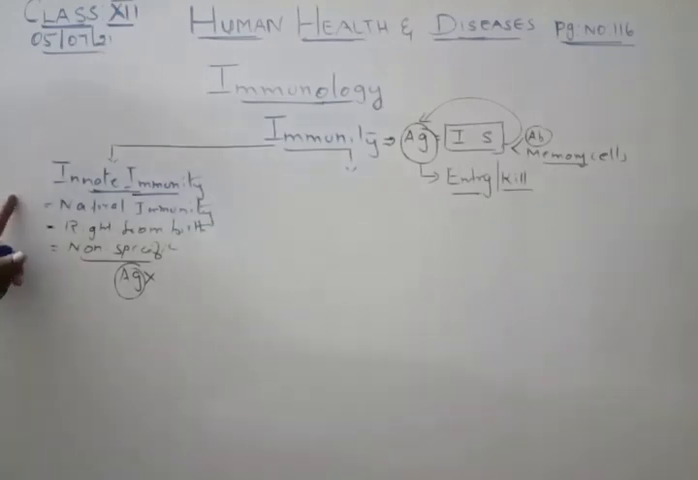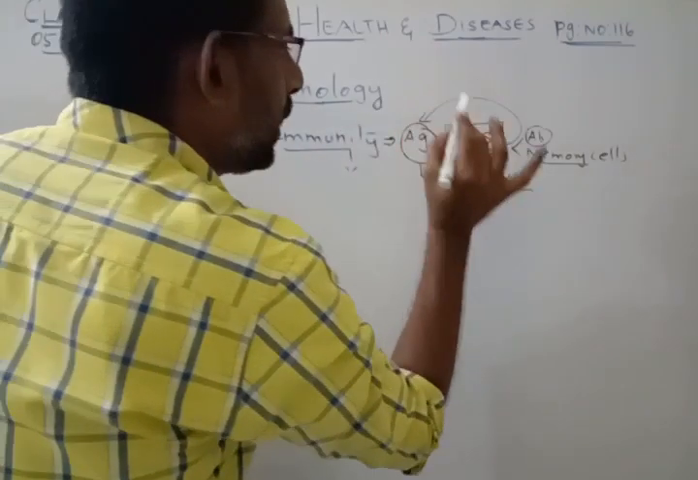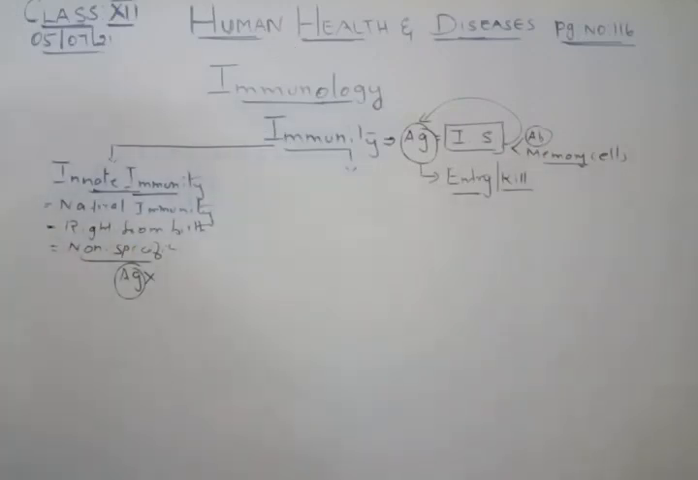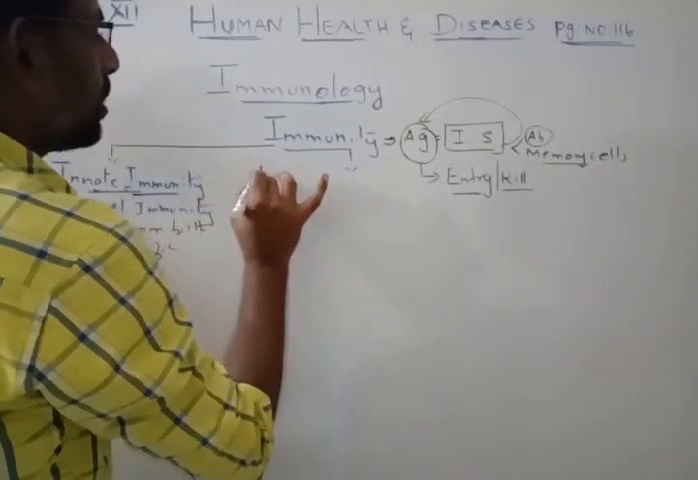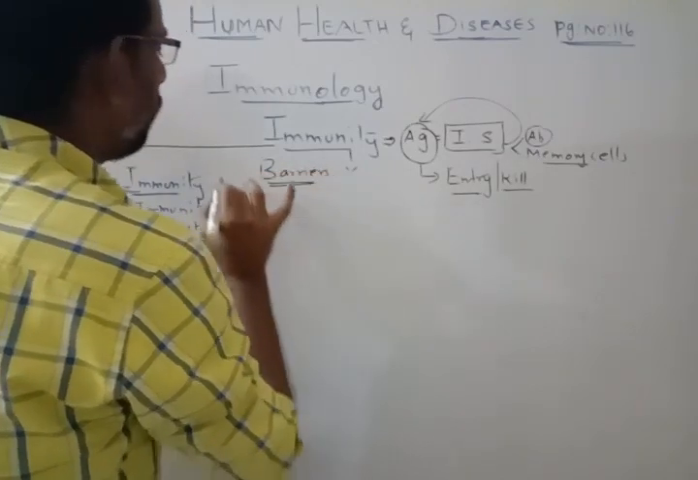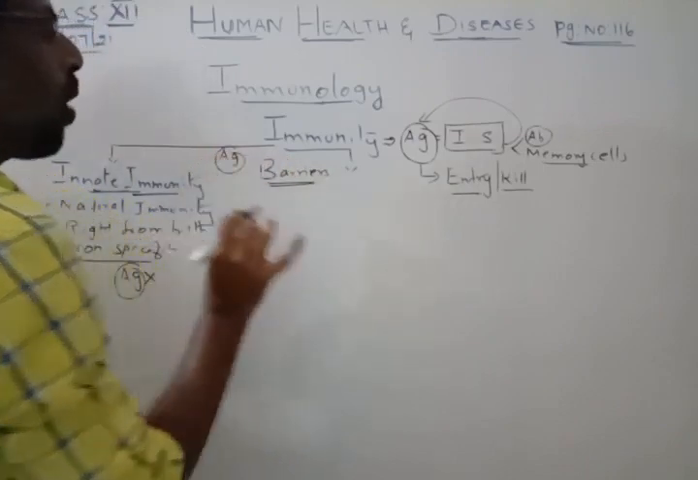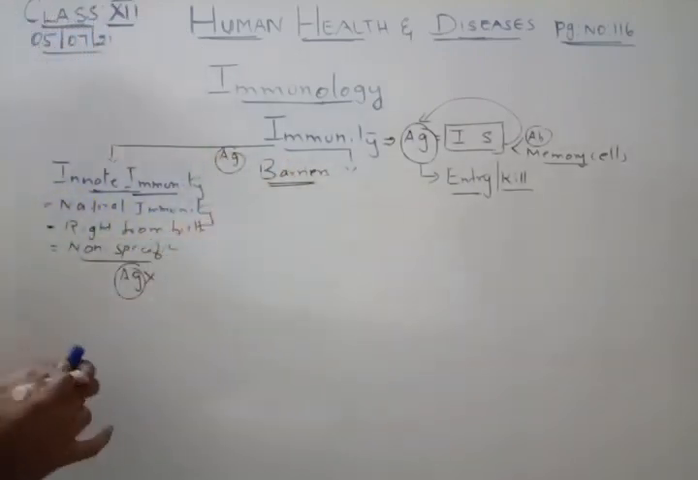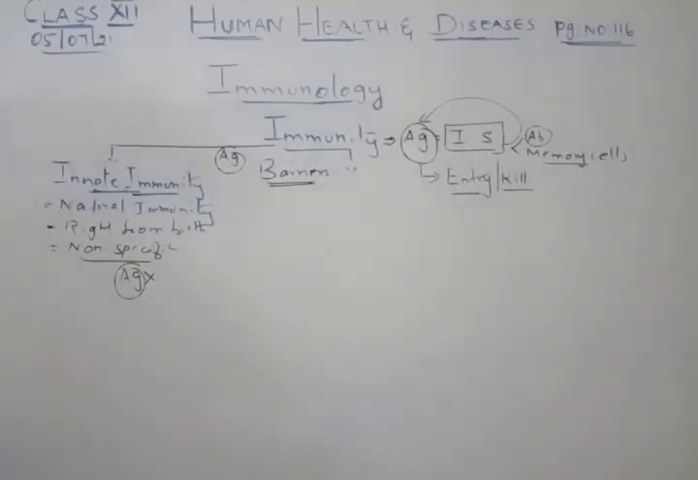Now, innate immunity, we know we have it from birth onwards, and it is naturally synthesized. That means without any infection or any disease, it has been formed in our body, and it is non-specific. The main aim of this immunity is not allowing the antigen to enter into the body. So this innate immunity has certain barriers. Barriers means it prevents the entry of the antigen into our body. So how is it preventing? By certain barriers. There are 4 barriers that we will study.